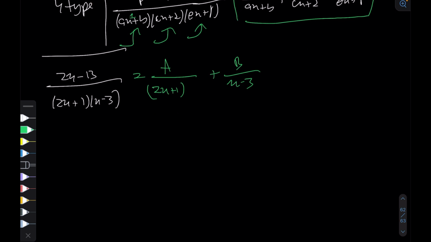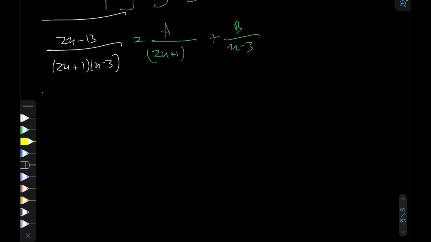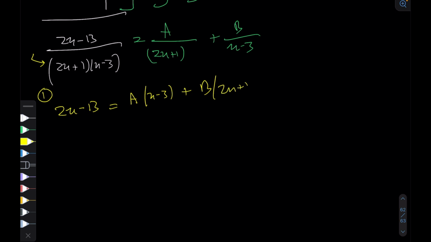So there are a couple of methods to do this. Actually, let me list down the three methods. This is the first method, and at least this is how I know of it. It is known as the Cover-up method. So what we say is that since these are equal, we can multiply the whole equation by this denominator. So when we multiply this whole thing by this denominator, on the left hand side this would cancel out, so you would be left with 2x minus 13 is equal to a times x minus 3, because the 2x plus 1 will cancel out, plus b times 2x plus 1.